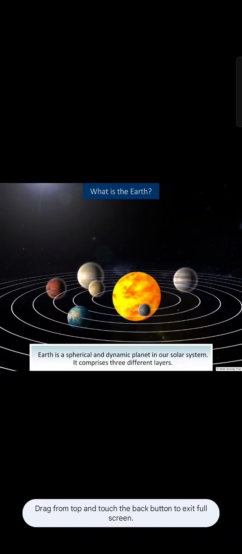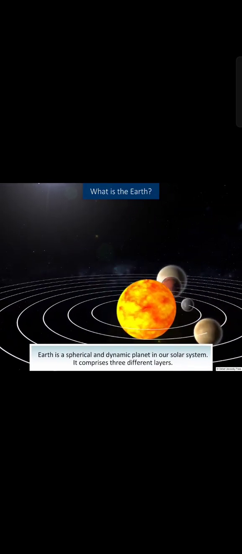Do you know what is inside the Earth? Let's find out. The Earth comprises three main layers in the form of concentric spheres. The outermost layer is the crust. The next layer is the mantle, and the innermost layer is the core.